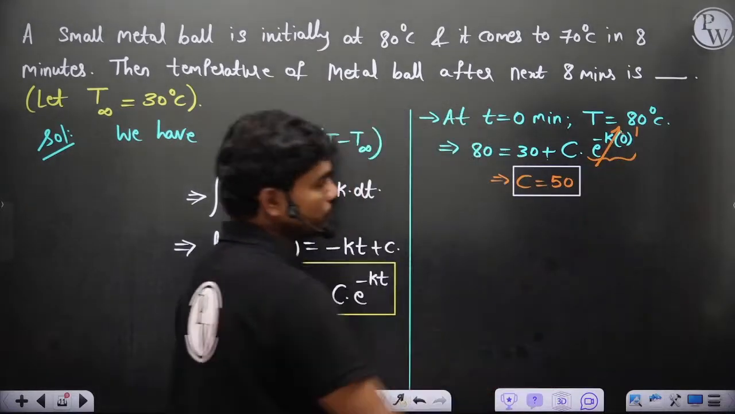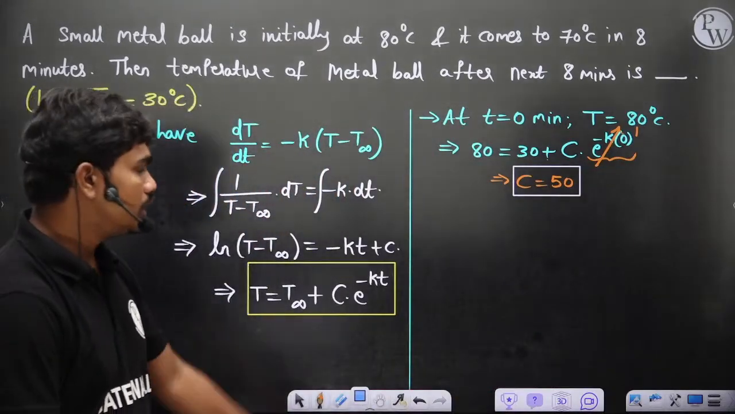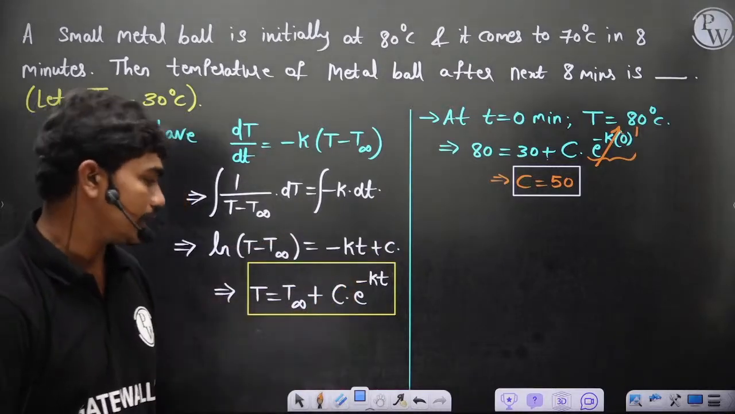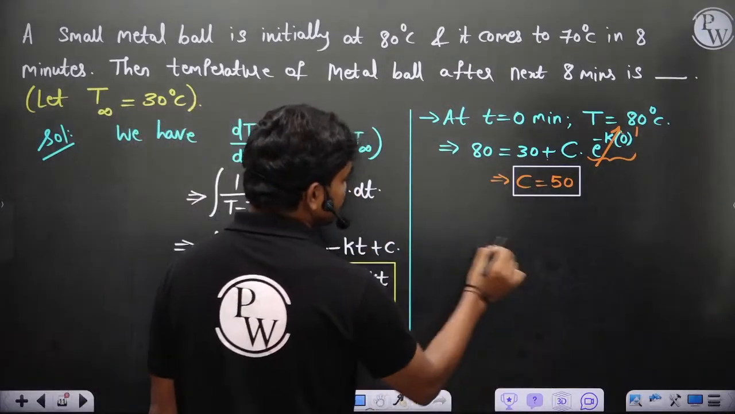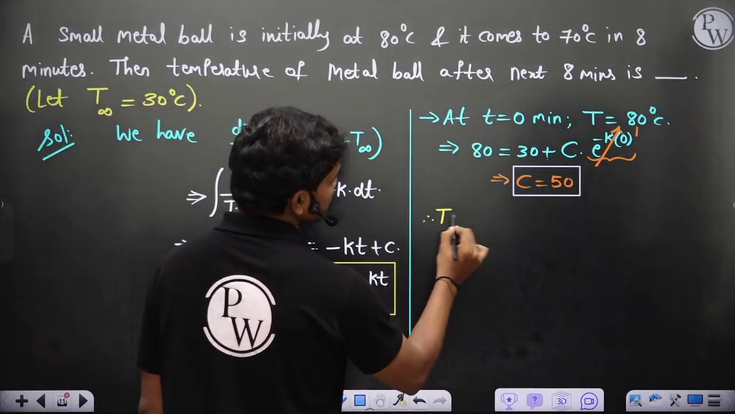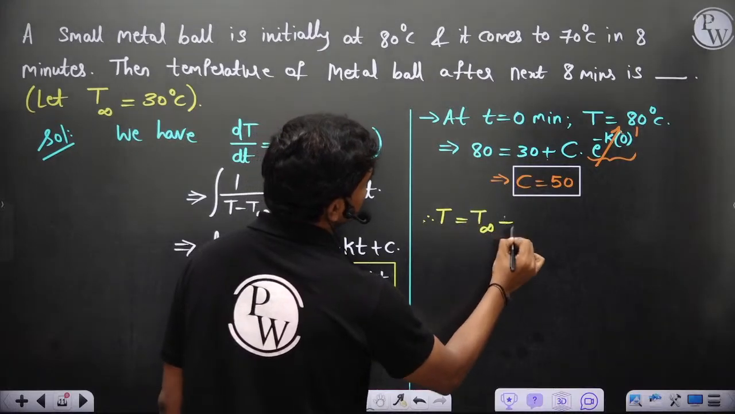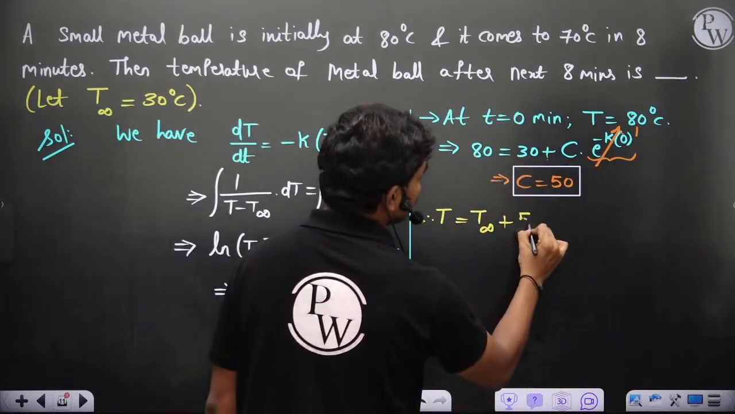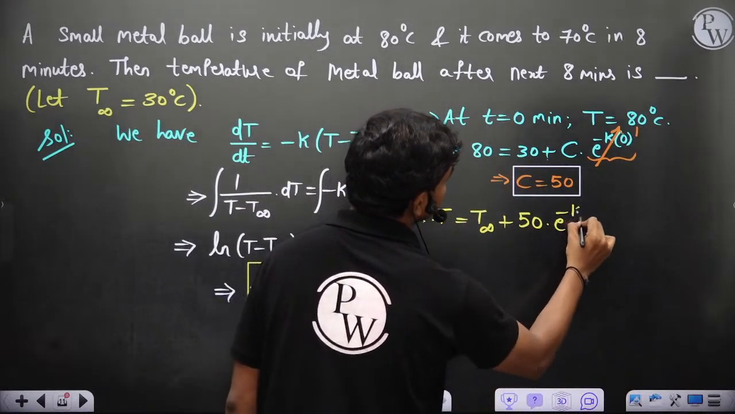C is equal to 50 actually here. Okay, so c is 50. So you got c. What about this value k? Let us do that. So therefore, the temperature function is T infinity plus this constant 50 into e power minus kt. This is the function.